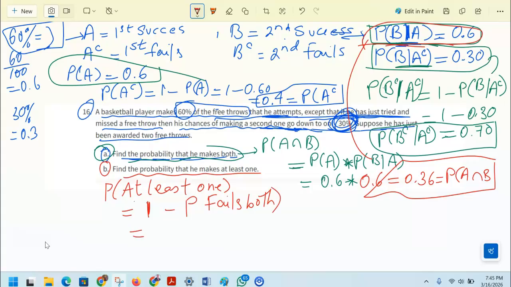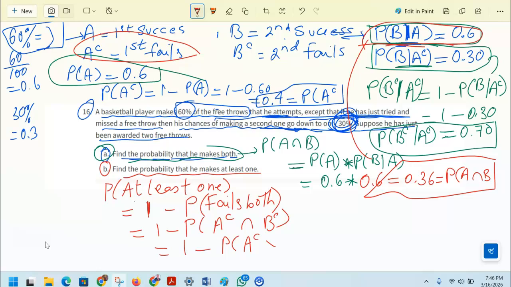And that means it is 1 minus probability. Fails basically means the first time he failed, that means A complement, see, that's A complement. And he also fails the second time. We can use the multiplication rule here. So the probability of A complement times the probability of the second one when you know the first one.